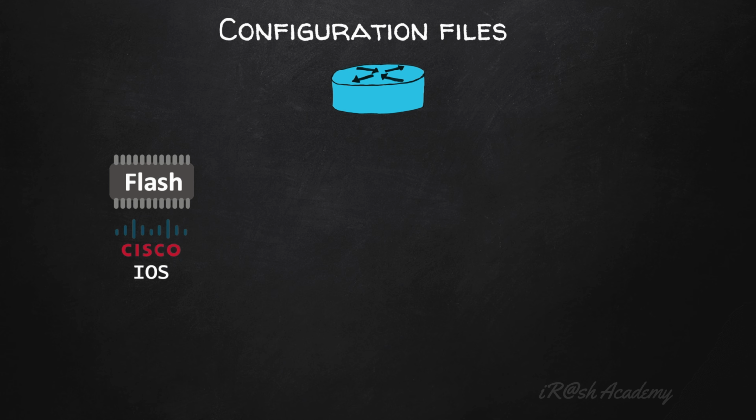Now the another part in a Cisco device is RAM. And RAM stands for Random Access Memory. What is this random access memory? This is the main memory of the Cisco router. This is what takes the Cisco IOS from the flash memory and loads it into the random access memory.